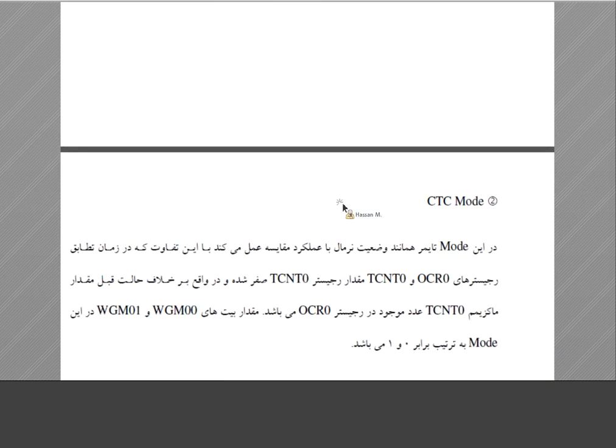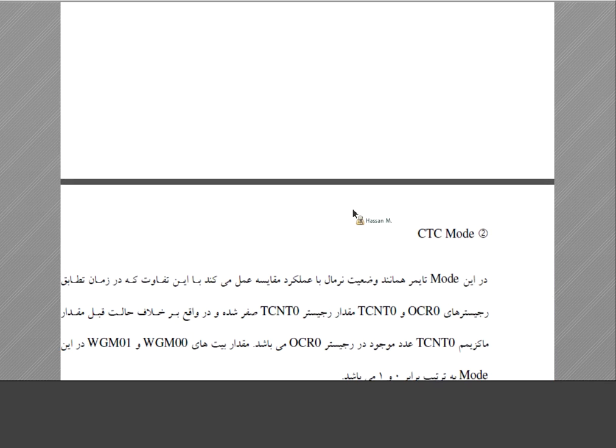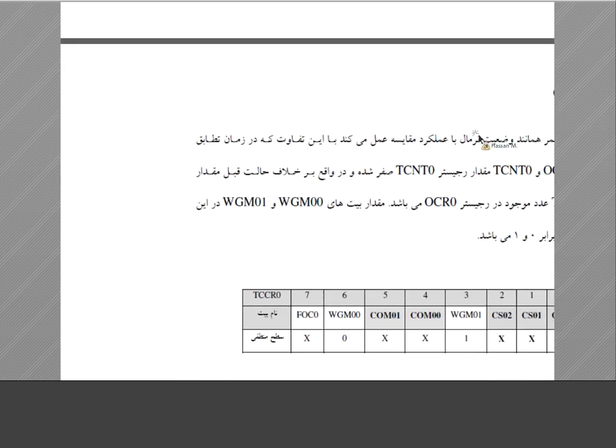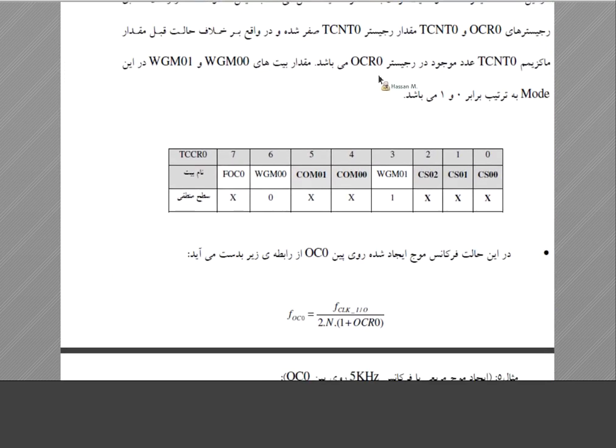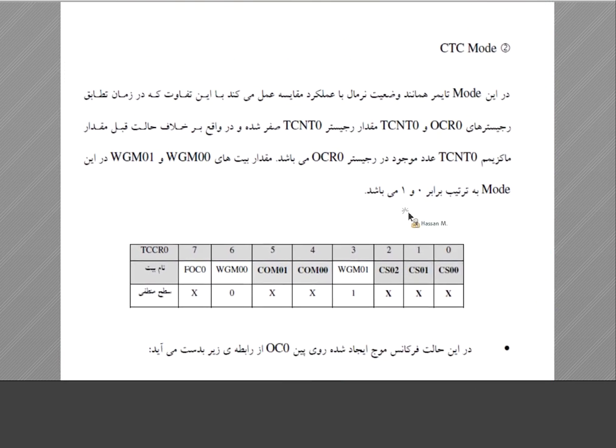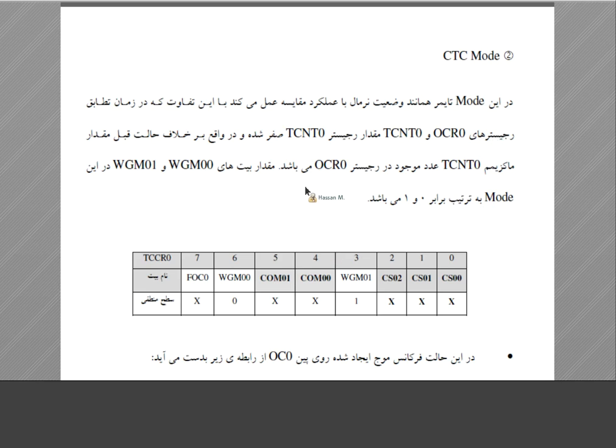Okay, we had two examples for normal mode. Another mode, CTC mode. CTC mode means clear timer on compare match. C means compare match. That's right. We type in English, don't worry, okay?